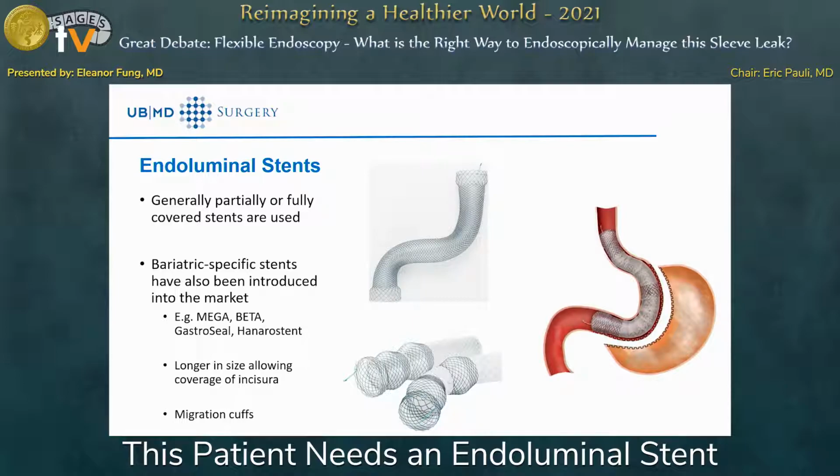So in this instance, obviously, because you want to exclude the defect, generally partially or fully covered stents are used. There's also now bariatric-specific stents, so not just the ones used for esophageal strictures, but also different companies that have made longer stents, as you can see here. The longer stents allow for coverage of the incisura, making sure that there's no distal obstruction present, and it allows for the stent to be in a proper position. And you can see here, different stent companies make different ways to help fixate the stent. On the bottom, there are some migration cuffs to prevent migration.